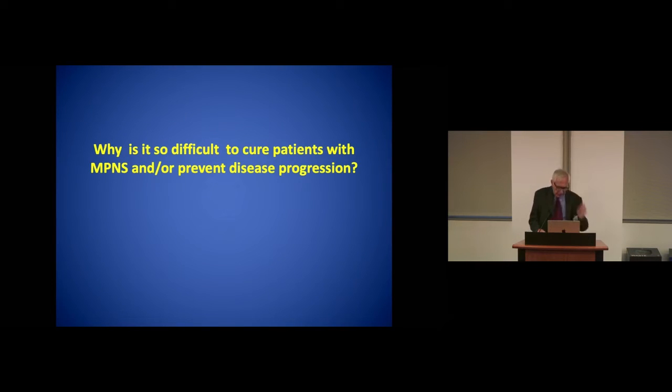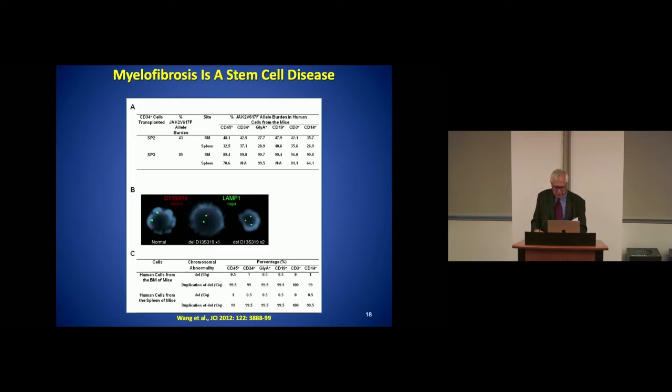Why is it so difficult to cure patients with myeloproliferative disorders and prevent disease progression? The reason for that is shown in this slide. What we did here is essentially took stem cells from patients with myelofibrosis and transplanted them into immune-deficient mice. And what you can see here are the different hematopoietic cell lineages.